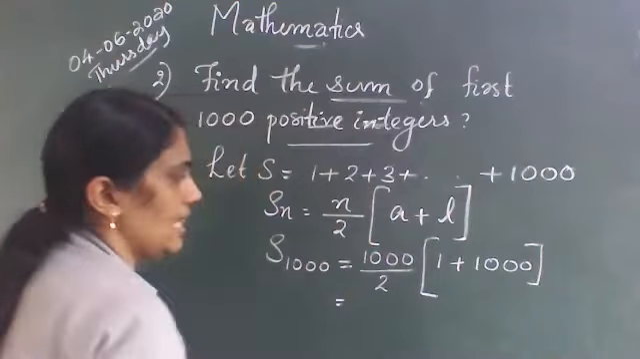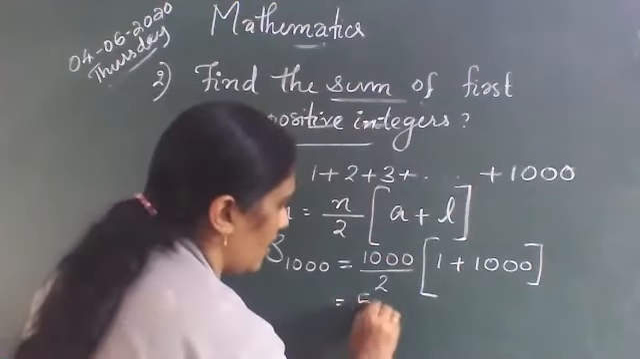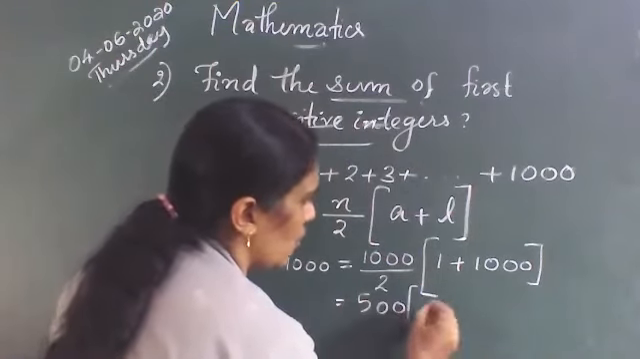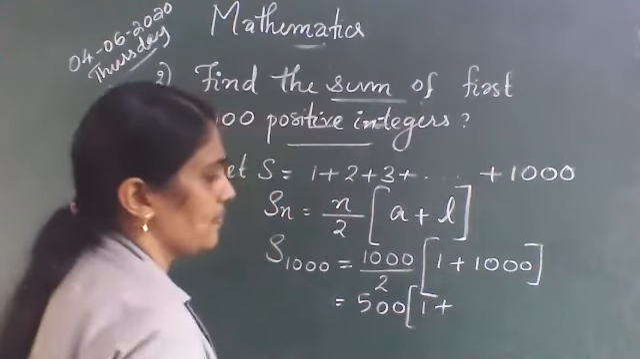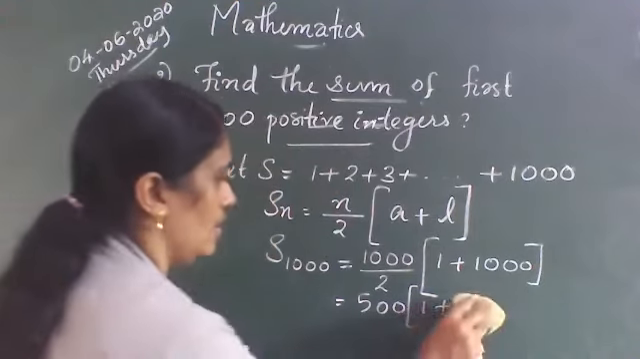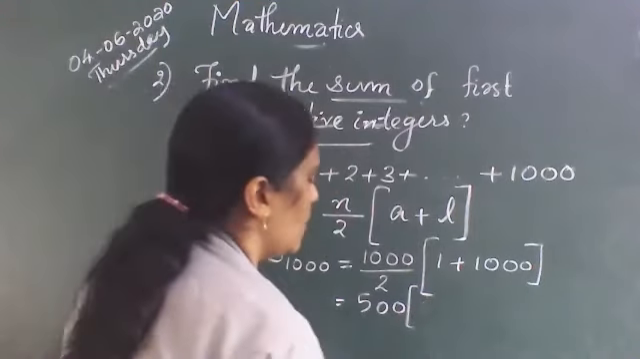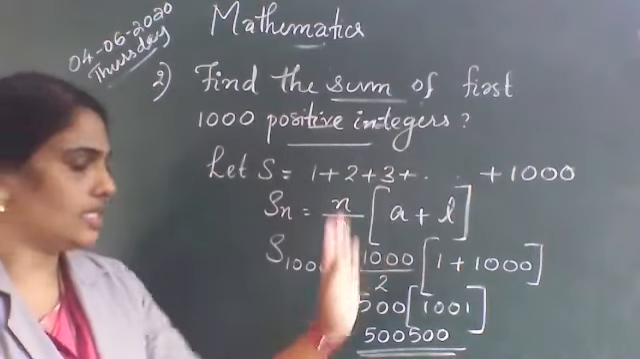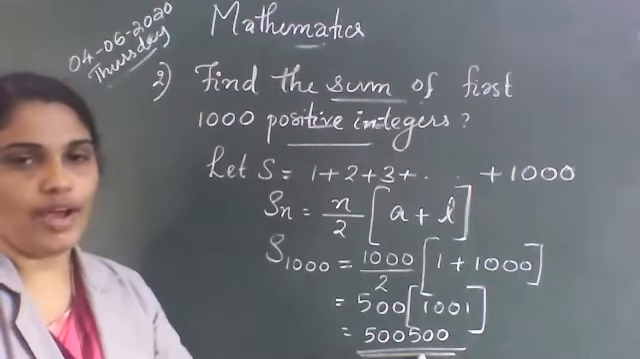So 1000 by 2 is 500 into 1 plus 1000, which is 1001. So our answer is 500500. Our sum of the first 1000 positive integers is 5 lakh 500.